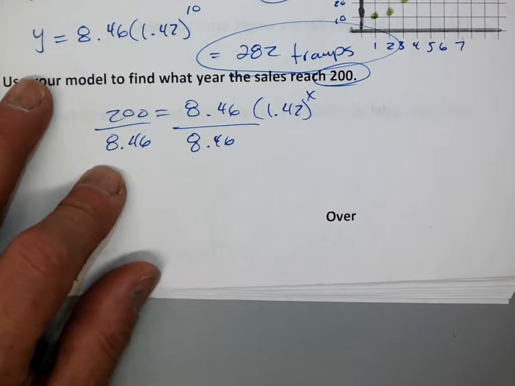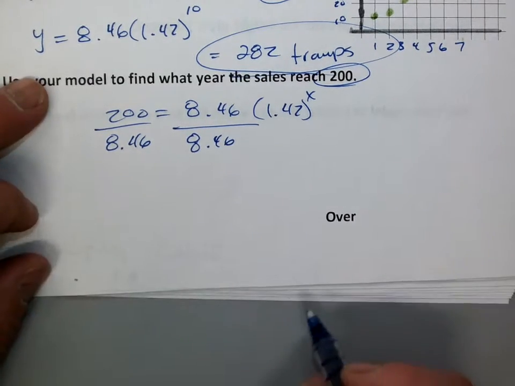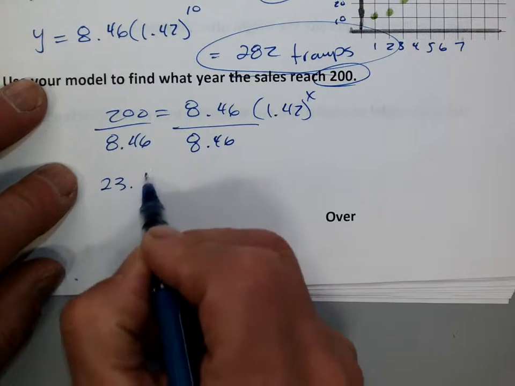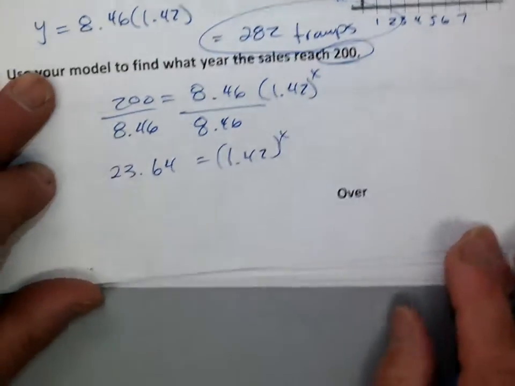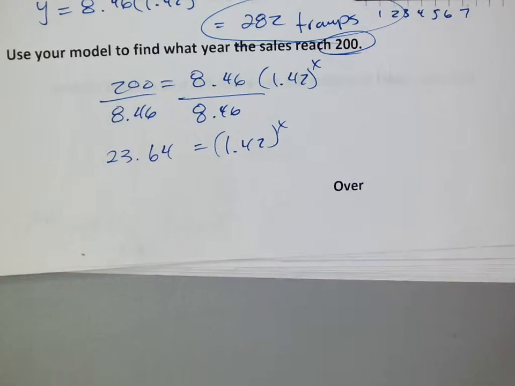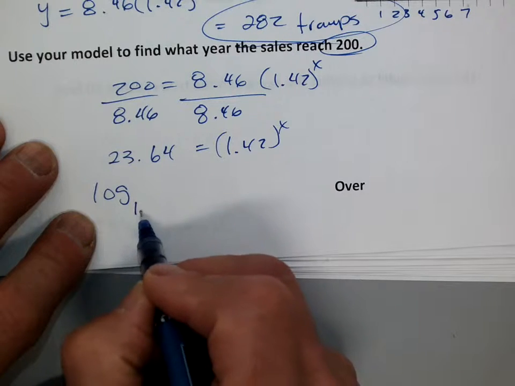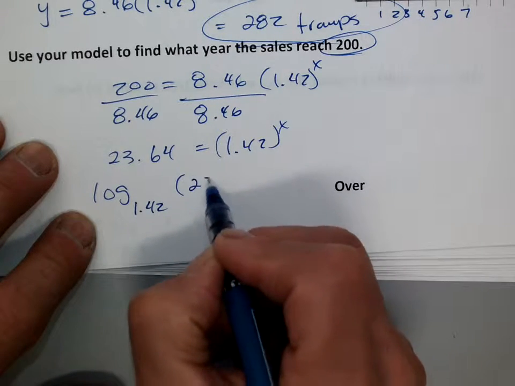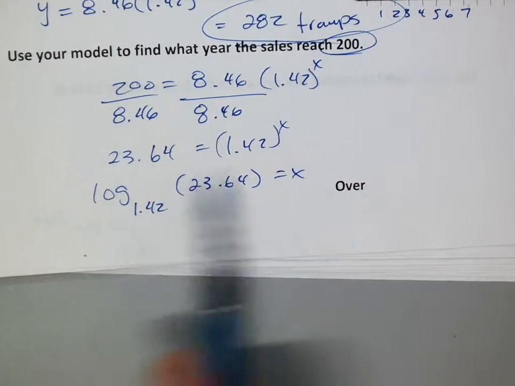How am I doing? Am I doing okay? So I'm going to calculate 200 divided by 8.46, and I get an answer of 23.64 equals 1.42 to the x power. Okay, now we've got to get that exponent out of there, right? So what I'm going to do is change it to logs. So log base 1.42 of 23.64 equals x. So I just transposed it from exponential form to log form.